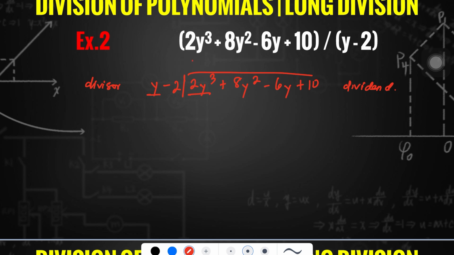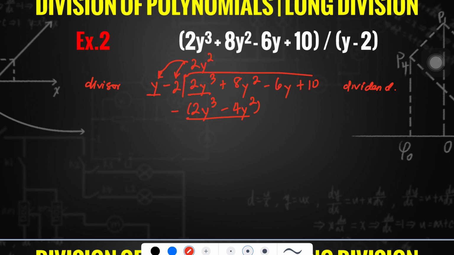The answer is 2y squared. Correct? Yes, 2y squared. And then multiply it to the terms of your divisor. So 2y squared times y, that's 2y cubed. And then 2y squared times negative 2, negative 4y squared. Correct? And then subtract them.